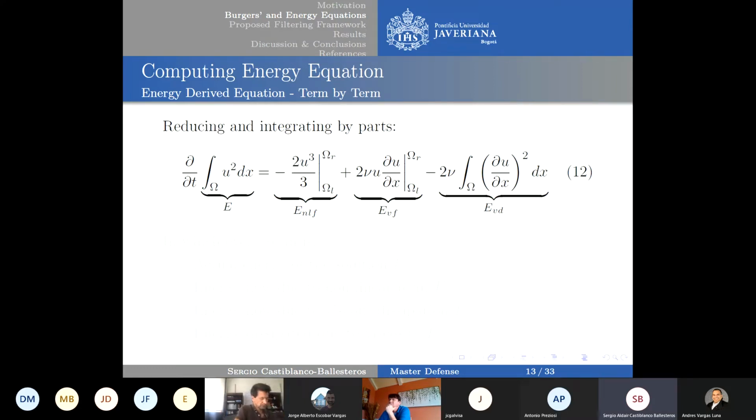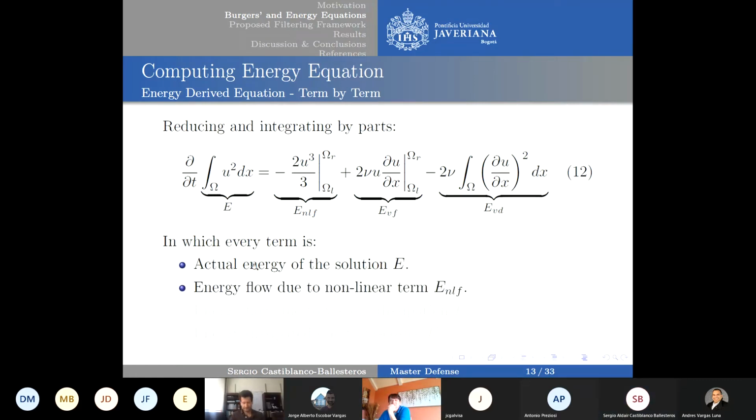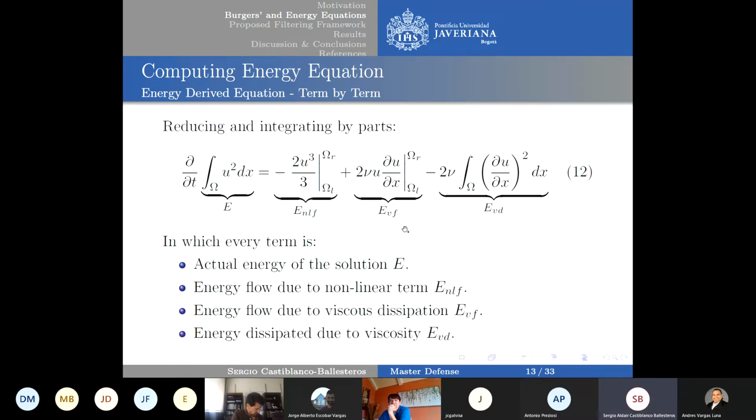the global energy. So every term right here is the actual energy of the solution, E, the energy flow due to nonlinear term, E sub NLF, the energy flow due to viscous dissipation, E sub BF, and the energy dissipated due to viscosity, E sub BD.